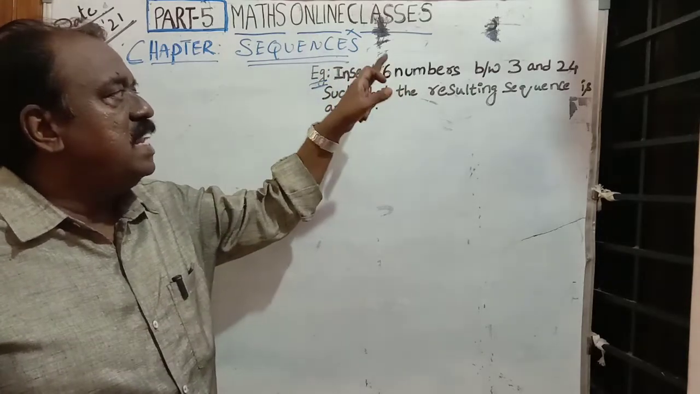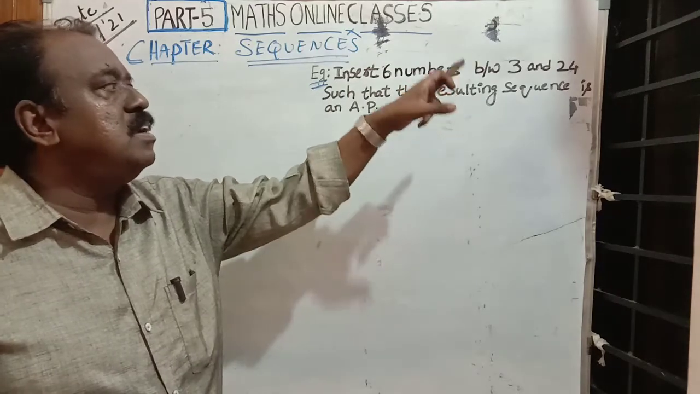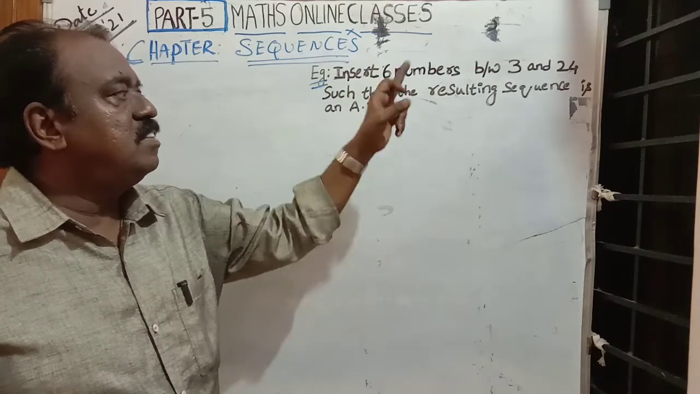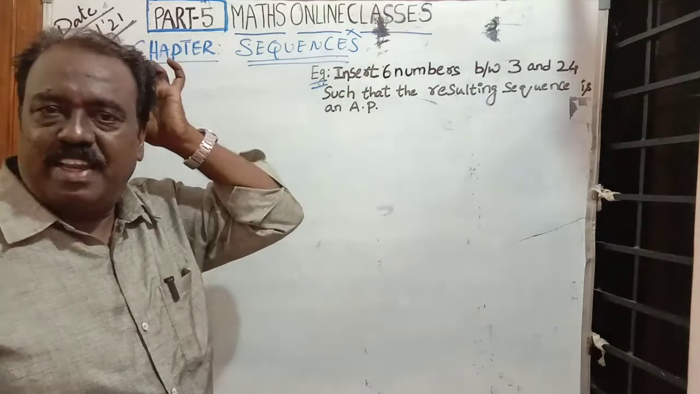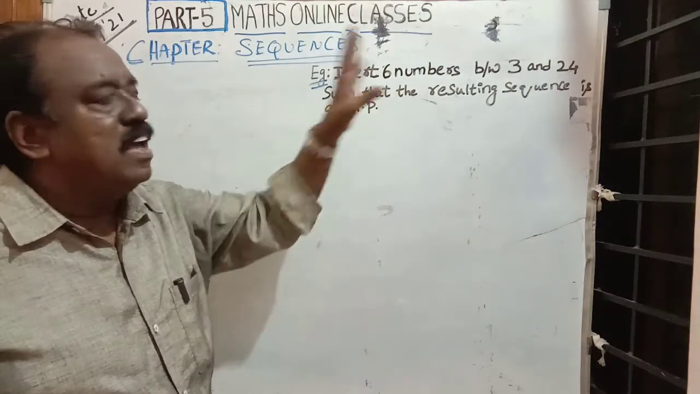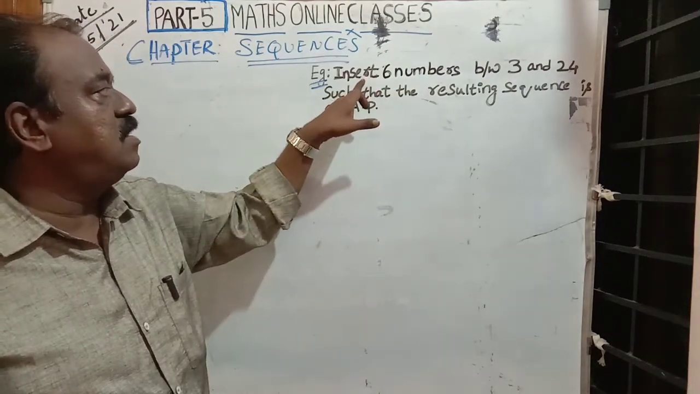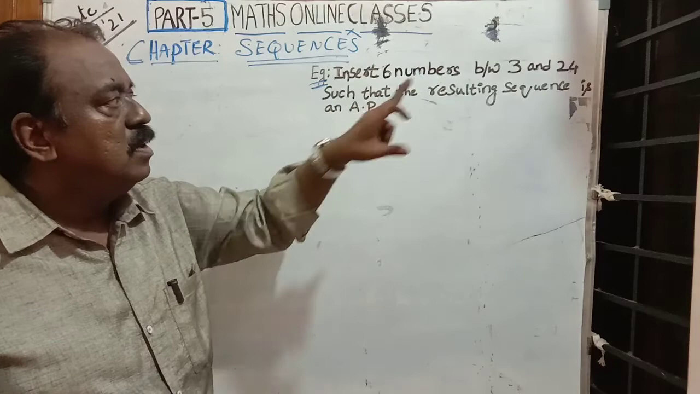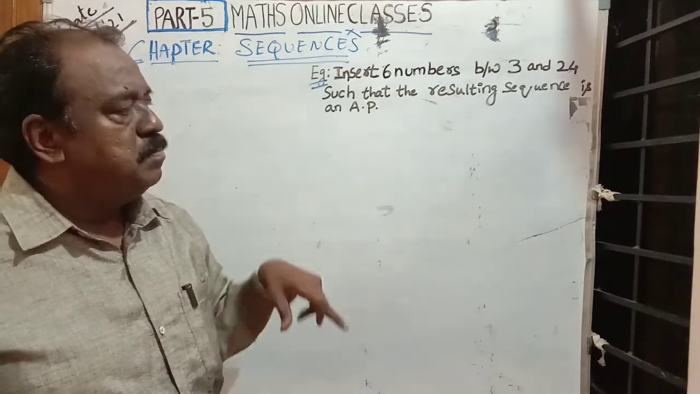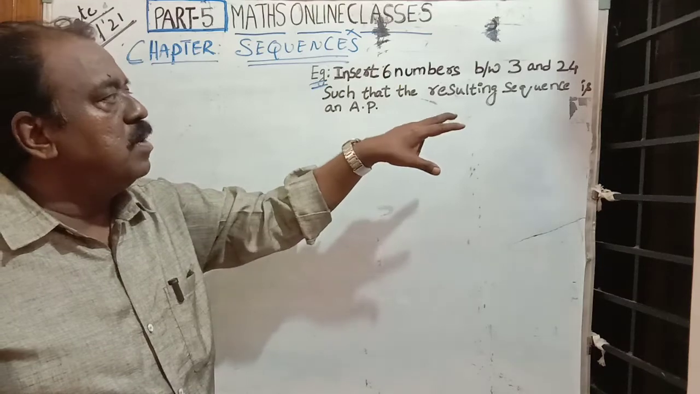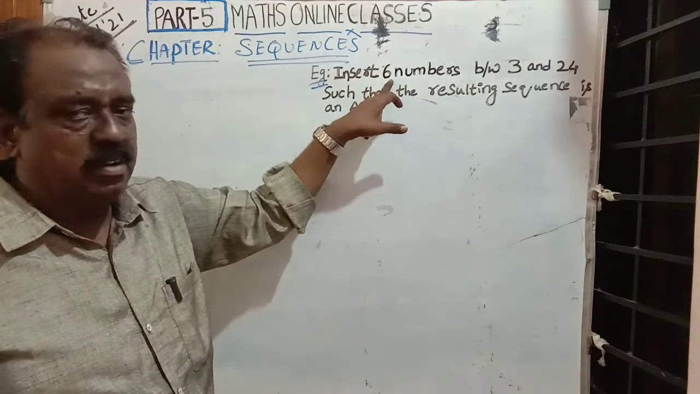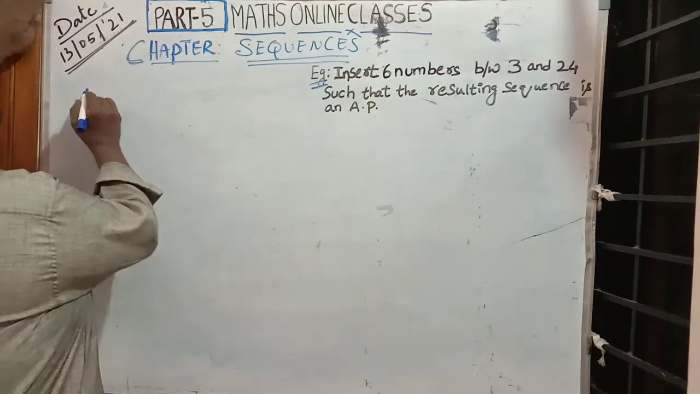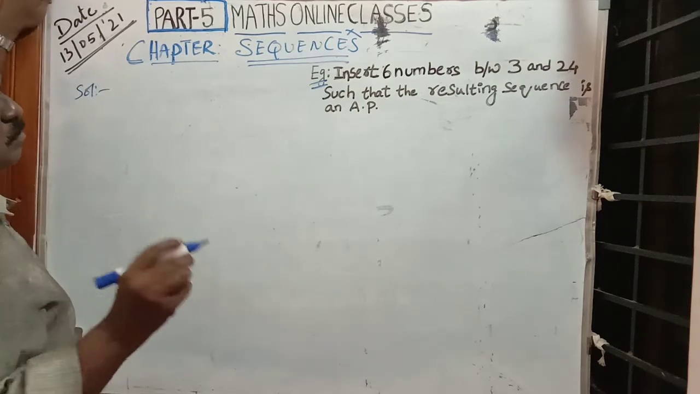Insert 6 numbers between 3 and 24 such that the resulting sequence is an AP. That means here 6 AMs, or otherwise we may ask it as insert 6 AMs between 3 and 24. Here 3 is A, 24 is B. A and B are any two numbers. In between two numbers we have to insert 6 numbers so that the sequence is an AP. It's a solution. Solution, observe.